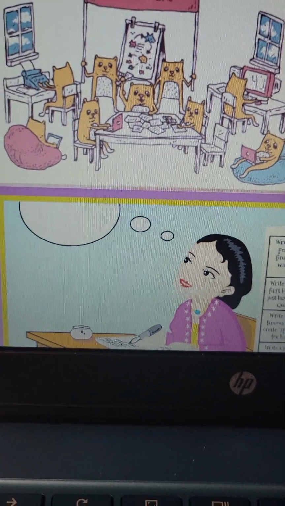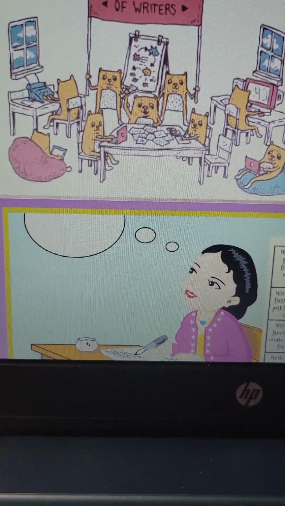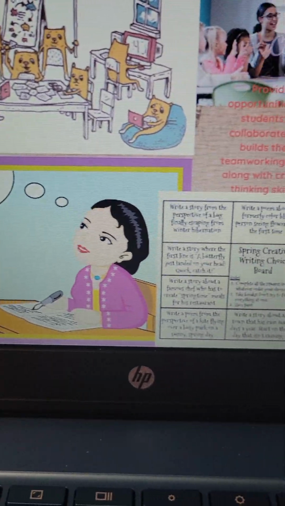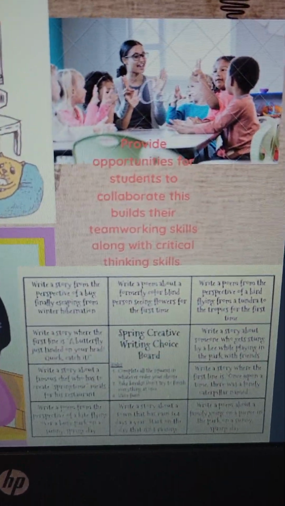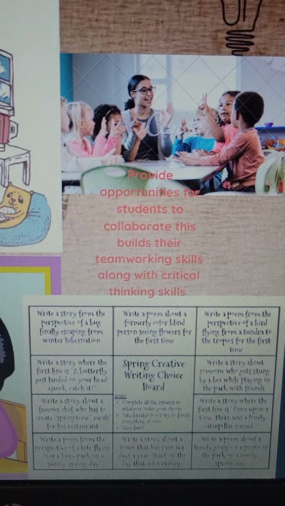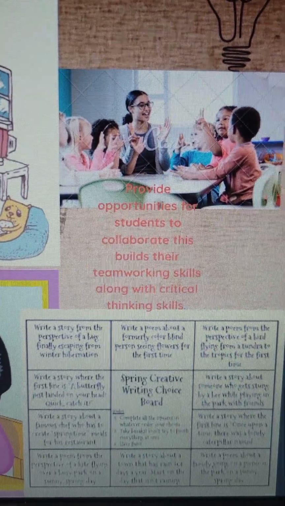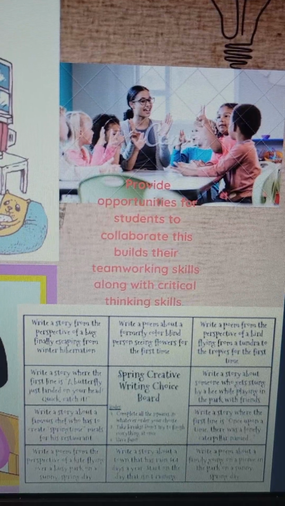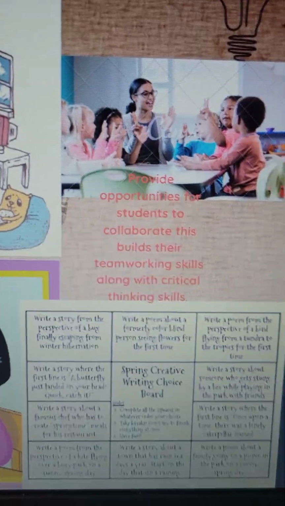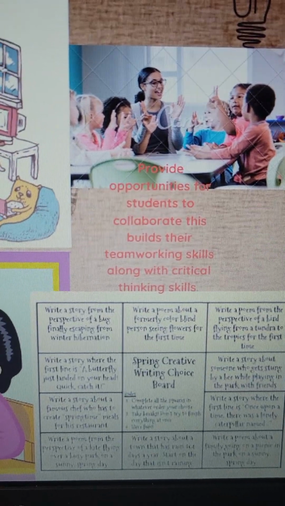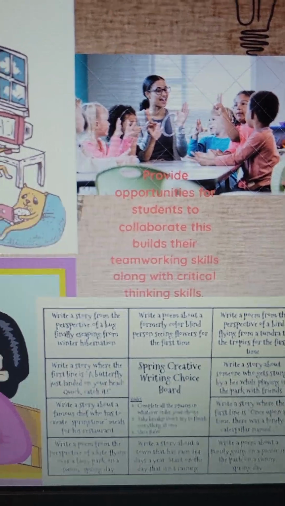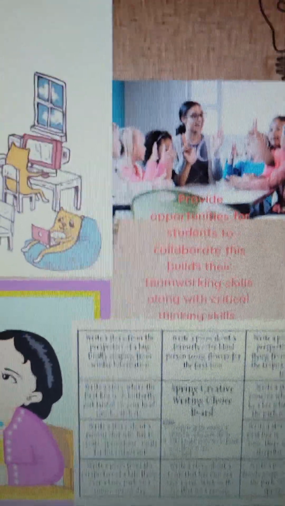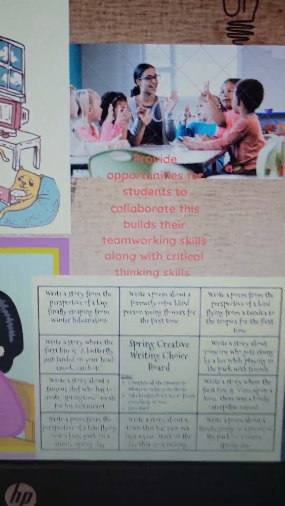And then a picture of a teacher writing and having thoughts of what she's going to write next. It's important to provide opportunities for students to collaborate, and this builds their teamwork skills along with critical thinking skills. Teamwork is very important. Learn how to work in a group. And then critical thinking skills, thinking about what to do, is important.